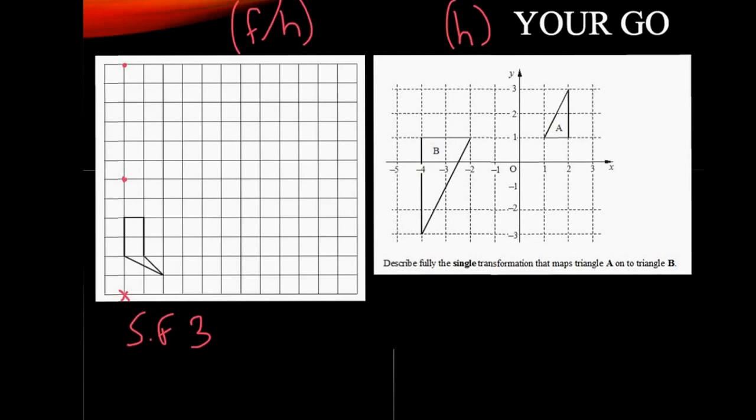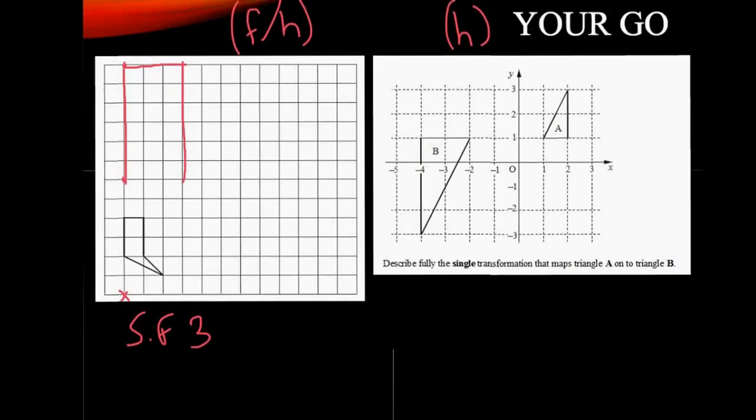Now, the next corner would have been 1 along and 4 up. So it's going to be up here somewhere. Okay, so I'm drawing it in as I go. The next point would have been down here. Then, this funny point, the last point, is 2 along and 1 up. So now it's going to be 6 along and 3 up. 1, 2, 3, 4, 5, 6. 1, 2, 3. It's here.